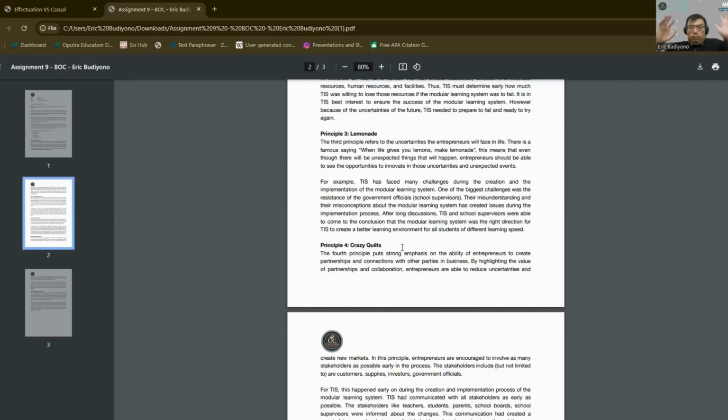Now, lemonade. Okay. Well, not everything went smoothly, obviously. There are problems, and one of the biggest problems that we have is the scheduling. This third principle refers to the uncertainty that the entrepreneur will face in life. Again, one of the biggest problems in the modular learning system is the scheduling. We don't have specialized software to create our schedule, so everything is done manually. Fortunately, we only have about 130 students.